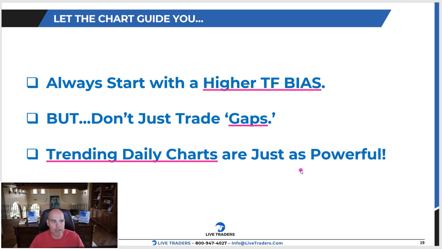So let the chart guide you. Use the higher time frame. Make sure you're not just looking at gaps. Look at daily charts as well. Okay, and drill down. You start with that forest approach. Take a look at the whole forest, okay? And then drill down to the trees. Don't do the opposite. Most of you are looking at the tree and you're hoping the forest isn't on fire. No, look at the forest first to see that it's not on fire, then drill down to the tree. Unmol's doing a great job with that. And the proof is in the pudding.